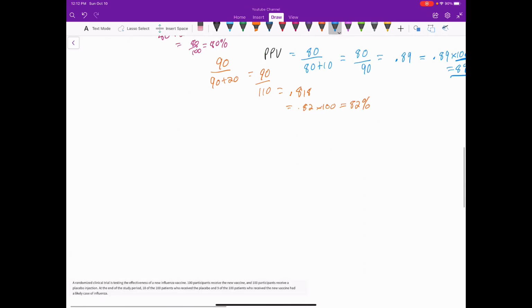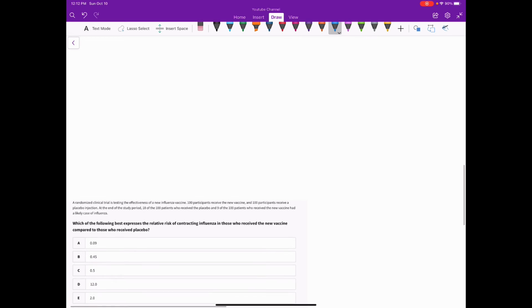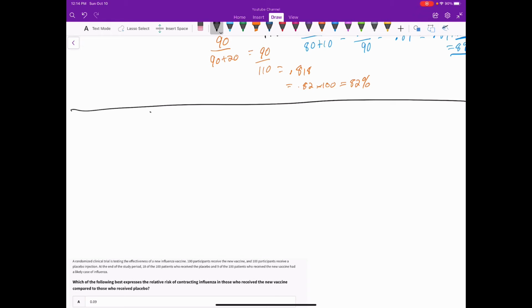Now, to talk about odds ratio and relative risk. Before we talk about a question, let's discuss what these things are. It's going to say, what is the odds ratio? Or what is the relative risk? So what do these mean? Not too bad.